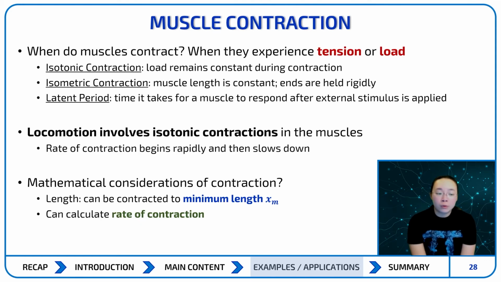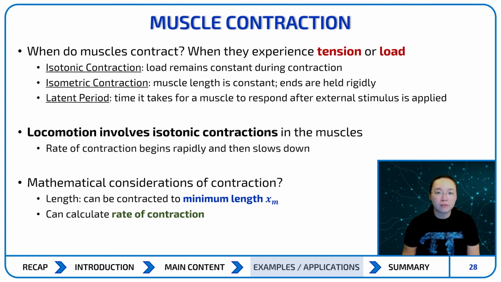So when we talk about locomotion, we're looking at isotonic contractions in the muscles, and then we can take a look at the rate of contraction. So if I'm contracting my muscles when I'm moving, most likely I'm going to contract more quickly and then slow down as I reach maximum contraction. And I know we're going to be talking about biodynamics later, but might as well finish the discussion of muscle contraction first. So when we talk about the mathematical considerations of contraction, we have to consider two things.